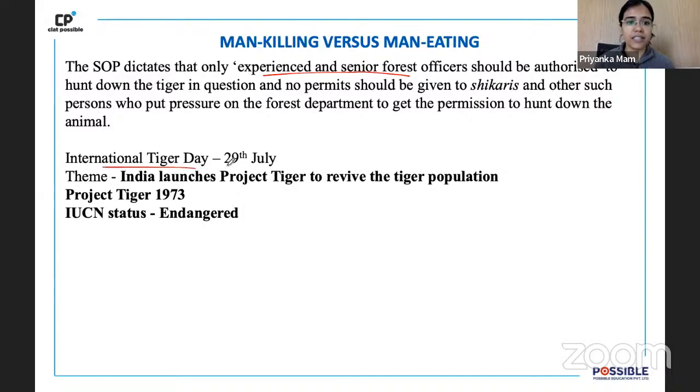So International Tiger Day is 29th July and the theme is India launches Project Tiger to revive the tiger population. Project Tiger is 1973. IUCN status is endangered. So this is something that you can keep in mind.